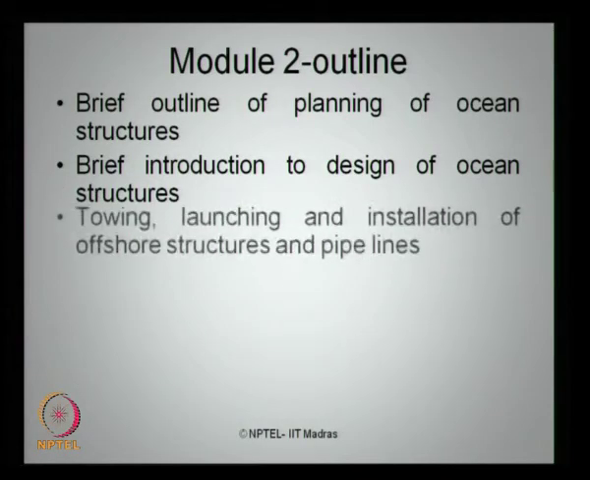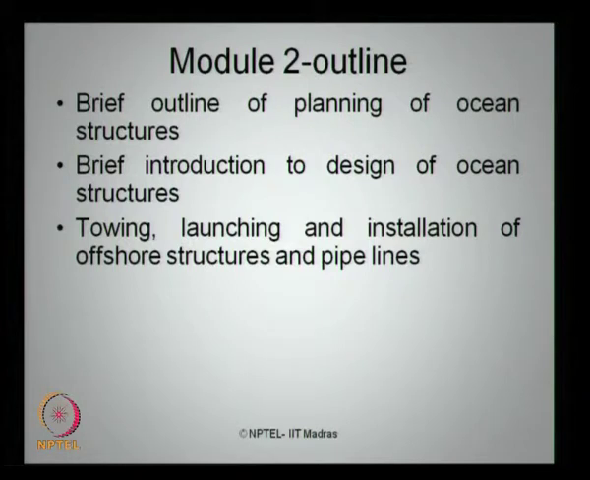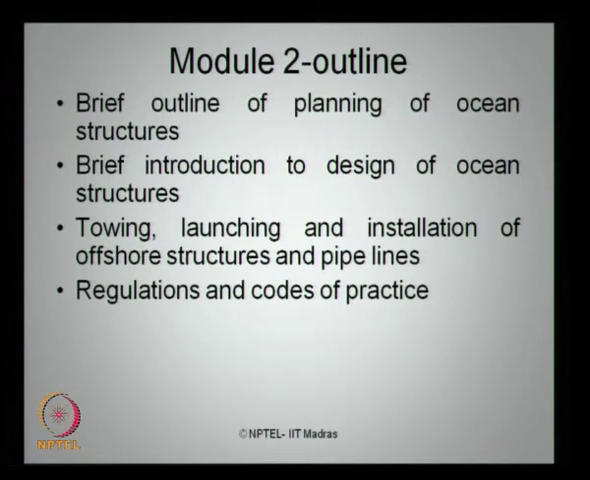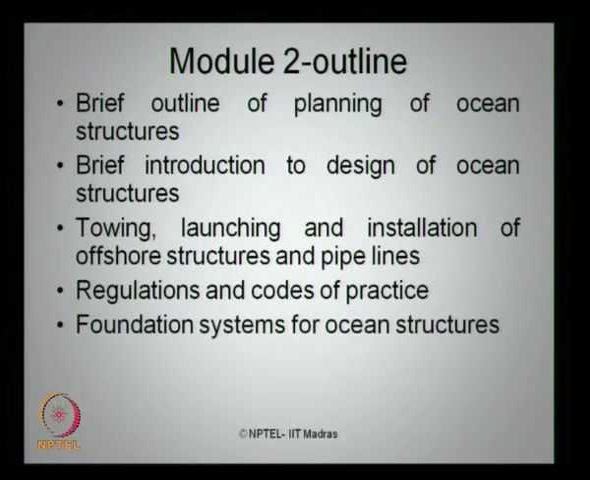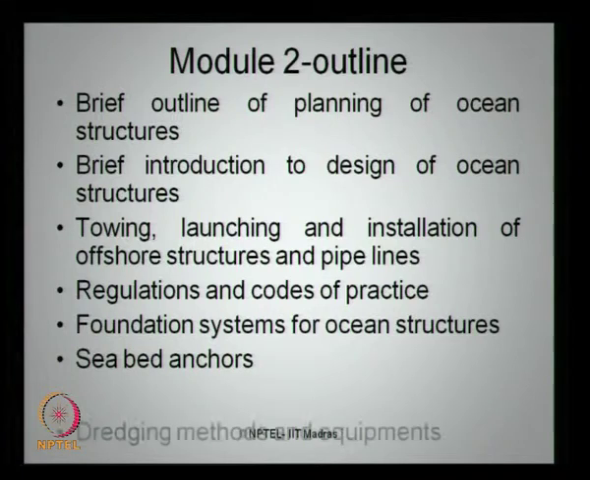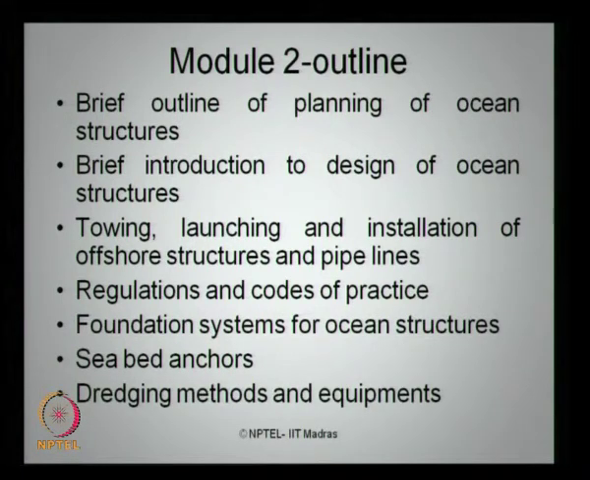In module 2, we discussed a brief outline of planning of ocean structures, a brief introduction to design of ocean structures, towing, launching and installation of offshore structures and pipelines. We discussed regulations and codes of practice. We also had discussions on foundation systems of ocean structures. We also discussed seabed anchors and dredging methods and equipment, different equipment used for dredging at different locations.